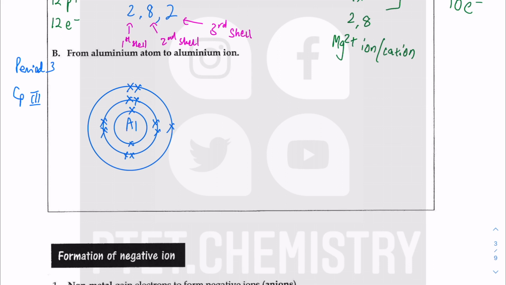Valence, V-A-L-E-N-C-E, means outermost shell electrons, meaning how many of these electrons are in the outermost shell.